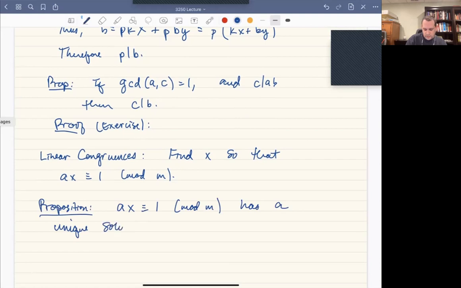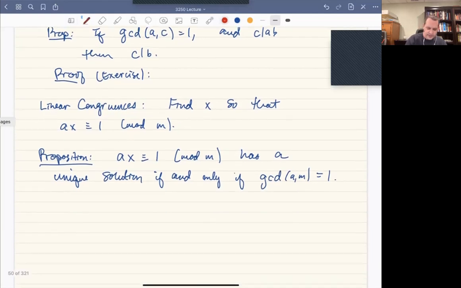So this will have a unique solution if and only if a and m are relatively prime. By a solution, by the way, what I mean is, let me look at an example here. So let's look at 3x is congruent to 1 mod 7. And so what that means, when I say unique, I mean mod m.